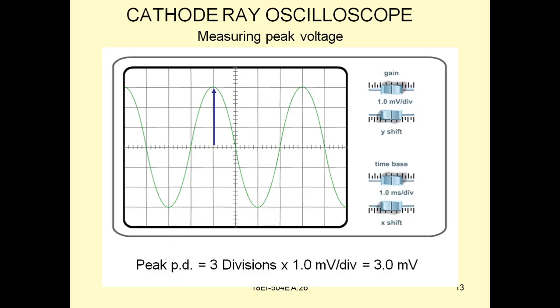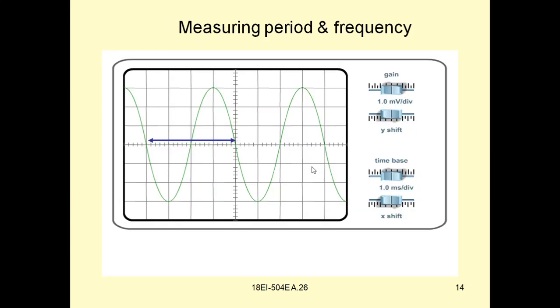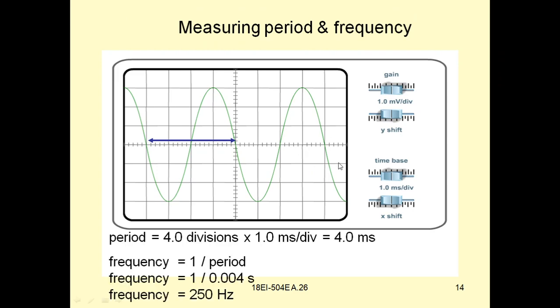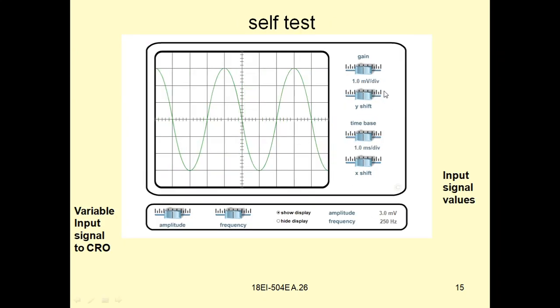Next, measurement of peak value. Now here, this is 3 divisions, you can see, and already we have discussed about this. Measurement of frequency, this also we have discussed. 4 divisions, 4 milliseconds, and even if you adjust this, you will get that one. Then for self test, now you can see both inputs are variable now.